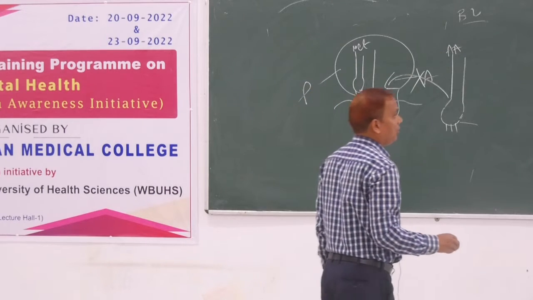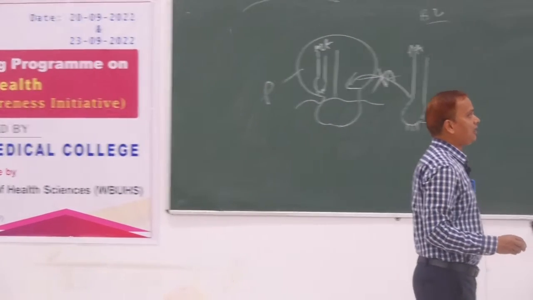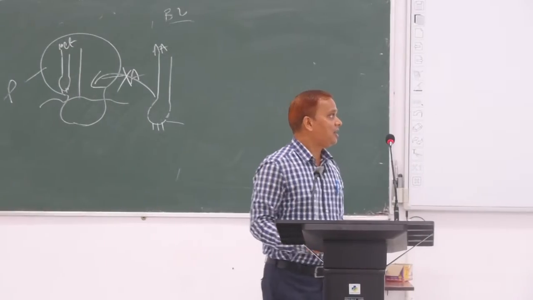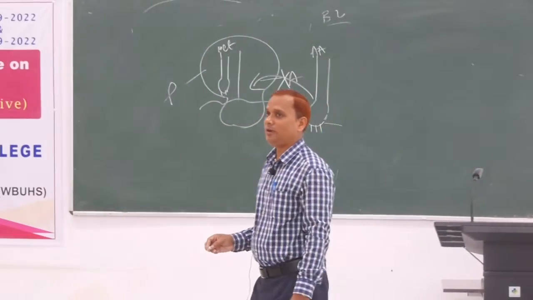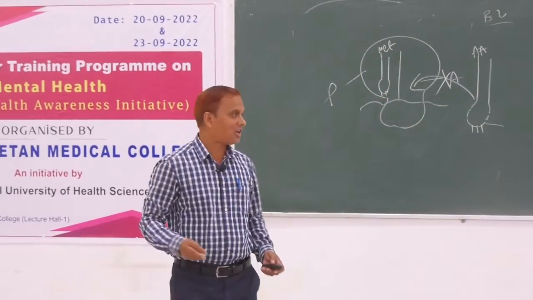Next is chloramphenicol and cycloheximide. They will inhibit the peptidyl transferase. What is the role of peptidyl transferase?